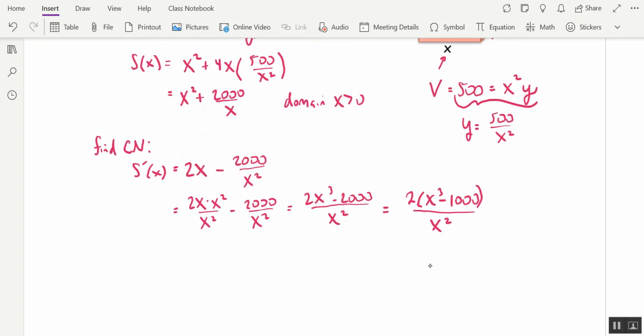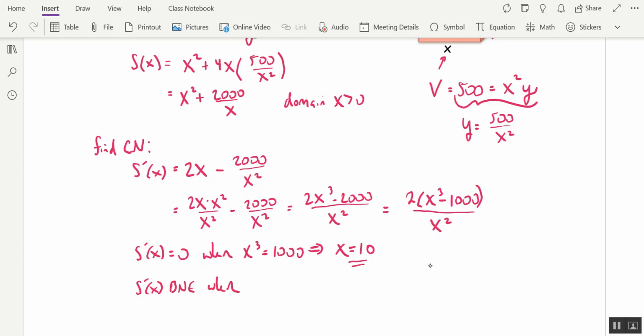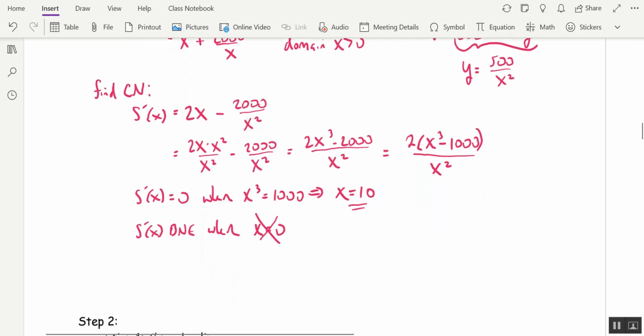So for our critical numbers, S prime of x is 0 when the numerator is 0. And that would be when x cubed is 1,000, which would be x equals 10. So that's one critical number. And then S prime of x does not exist when the denominator is 0, and that's when x is 0. That's not a critical number because it's not in the domain. We can't have a box with no base. So we've got one critical number, and there are two options to verify that the surface area is a minimum there.